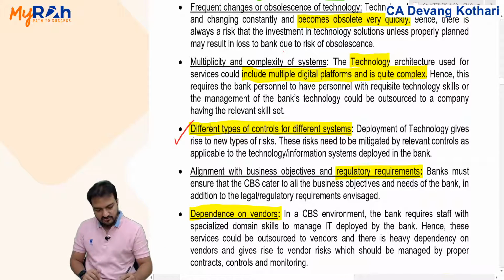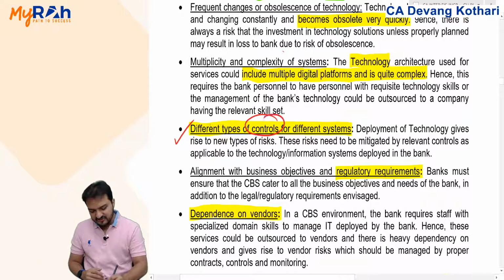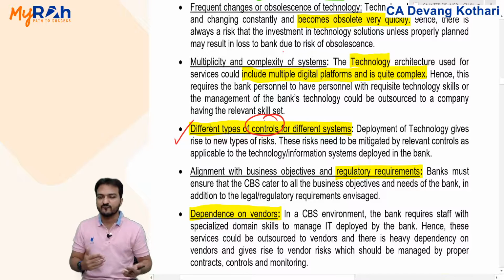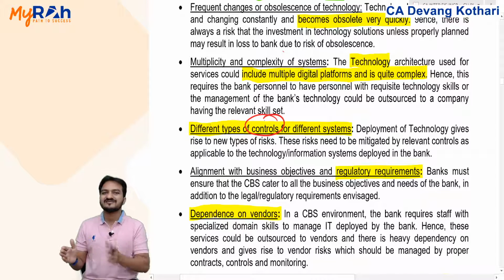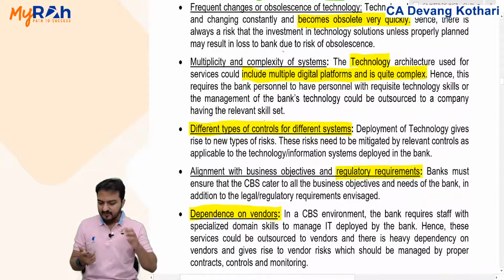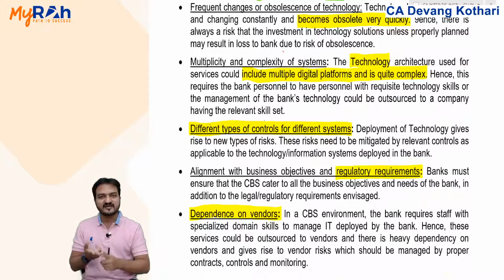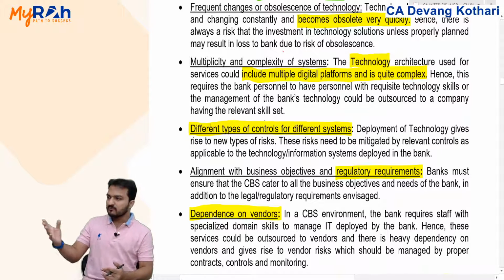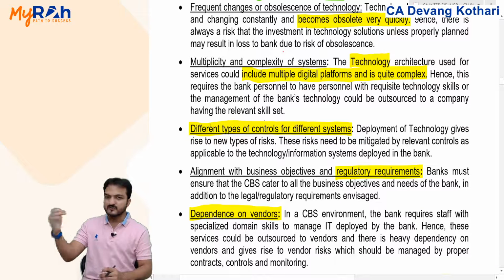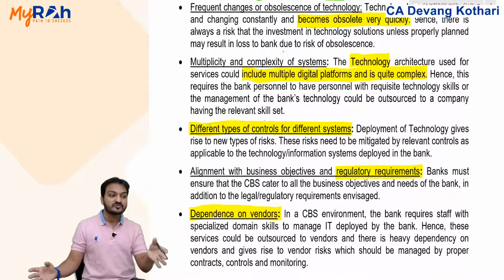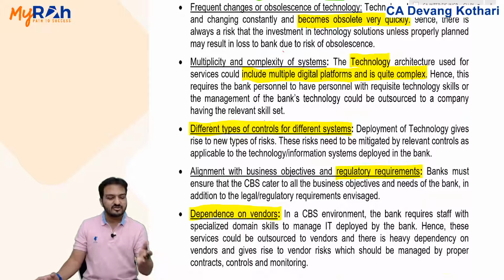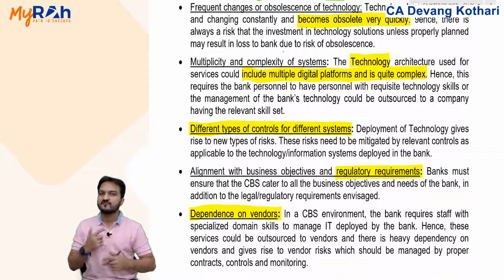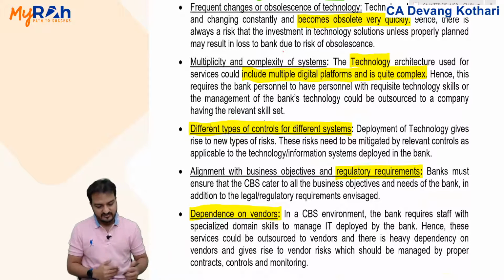Different types of controls for different types of systems. Control measures will also be different in different softwares. Every software does not have the same control measures. For example, SBI Bank, ICICI Bank, IDBI Bank, all of them will have different requirements to create a password. One bank will say that your password should contain special characters, other bank says that password should not contain special characters. So all of them will have different types of control requirements. That also makes it risky.